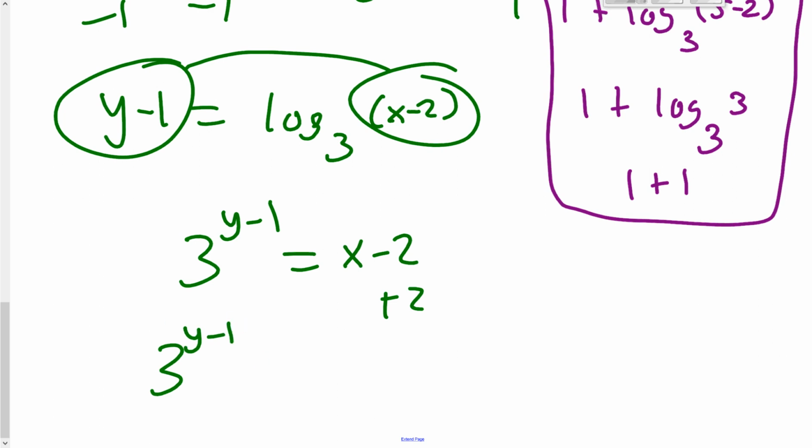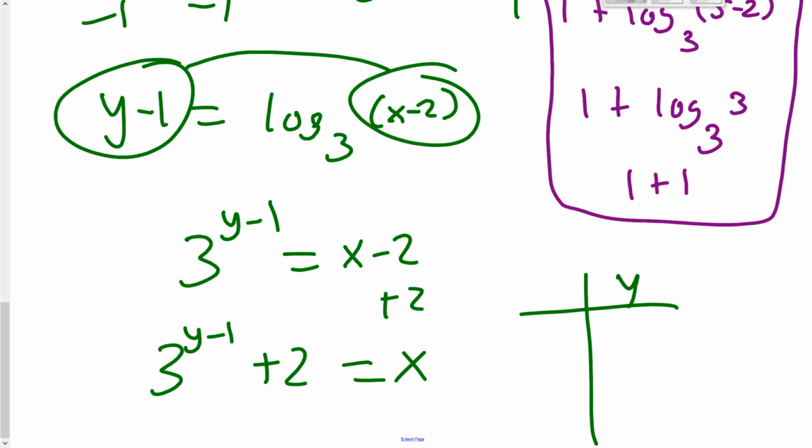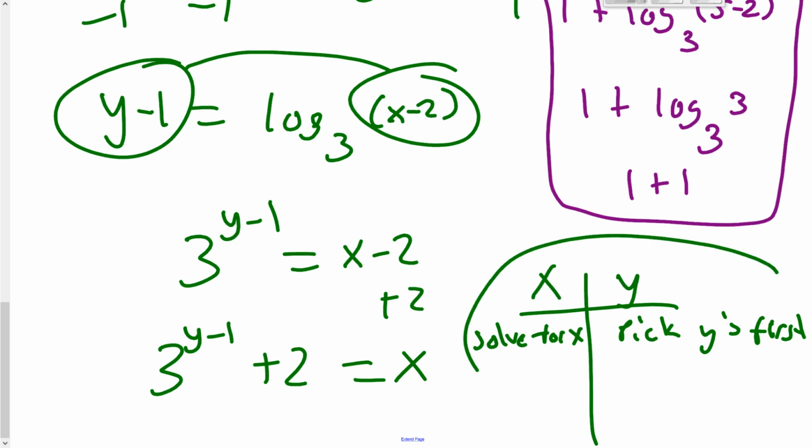So now here we would pick y's. You pick y's first, then solve for x. Alright, that's what you do when you do this type. So this would go with this one. Or actually, let me point. That would go for that one right there. I pick my y's first, and then solve for x.